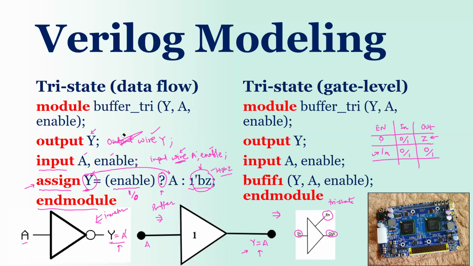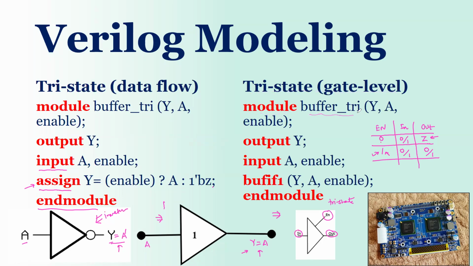Okay, so let me clear this. Now let us focus on the gate level modeling. So gate level modeling we can see right over here. This is the code, tri-state gate level modeling. Obviously, you start with the module, give a name to your model, buffer underscore tri. In brackets, I will define all my input and output variables. So Y is my output variable, A and enable are my input variables.